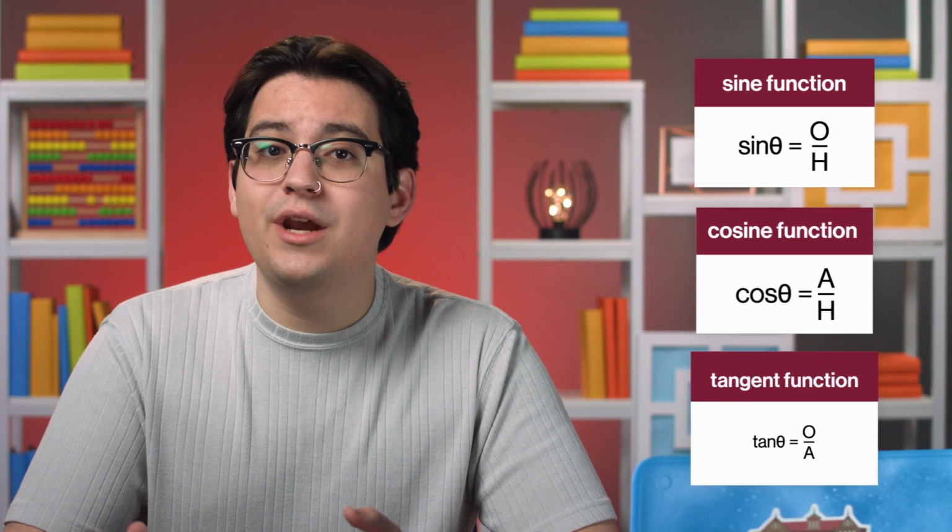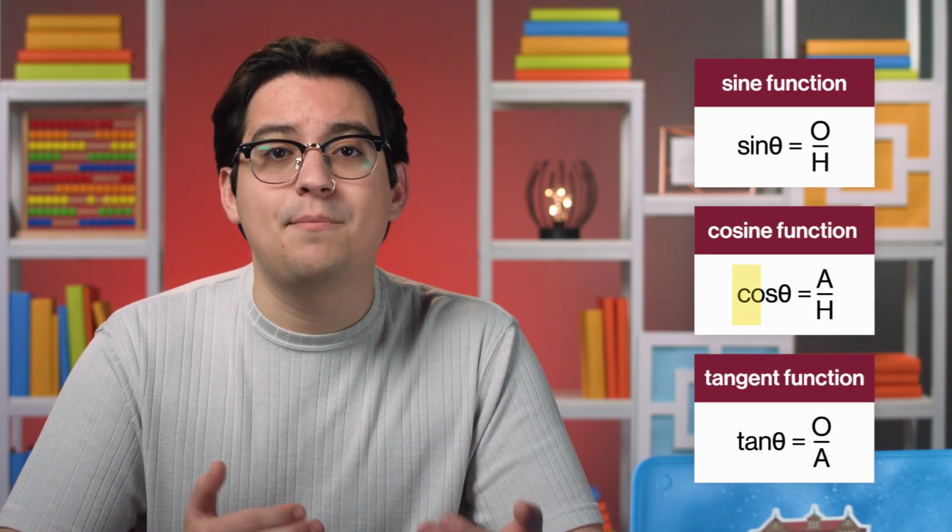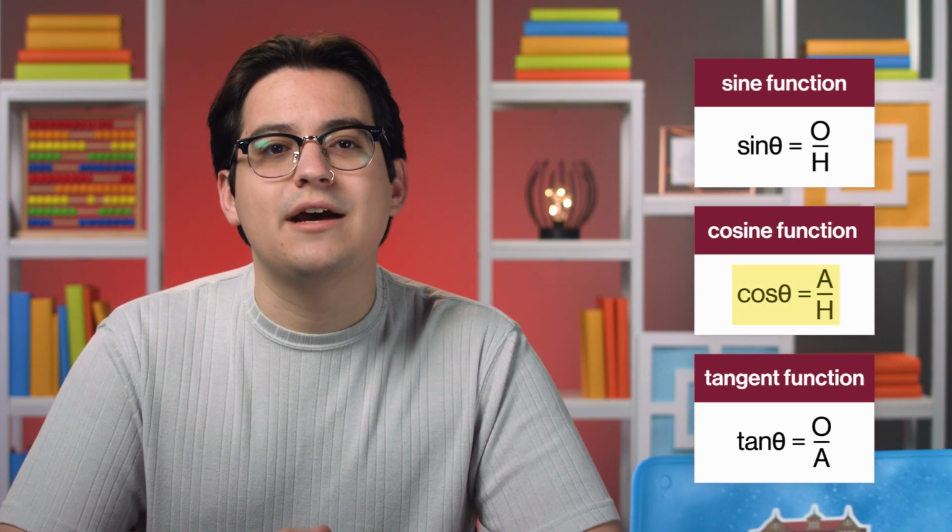Say you want to find the hypotenuse, but only have an angle and its adjacent side. All you need to do is look at our handy three equations and find the one that uses the hypotenuse and adjacent, which turns out to be cosine.